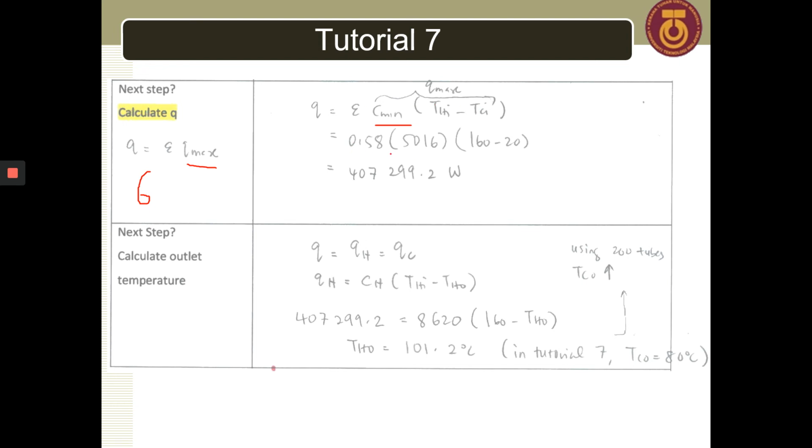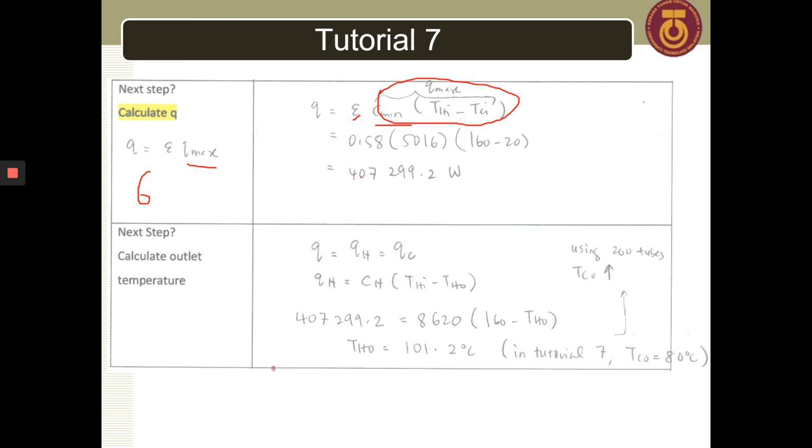That means this is actually your Qmax. So your Qmax is basically the same. What is not the same here is the effectiveness, which is 0.58. So please refer to your tutorial 6. What was your effectiveness for that one?